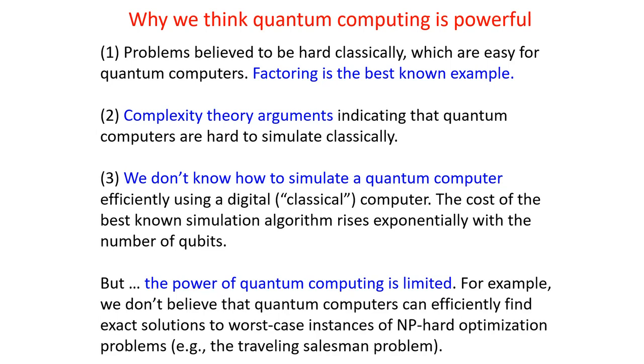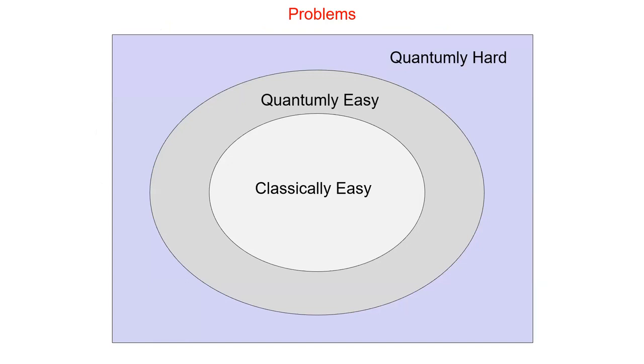Now, we shouldn't think that quantum computing has unlimited power. We don't expect, for example, to be able to efficiently find exact solutions to the worst case instances of NP-hard optimization problems with a quantum computer. But it's still a remarkable observation about the difference between quantum and classical physics, that there are problems which we think are too hard to solve using conventional computers, but could be efficiently solved with quantum computers. I think that's one of the most interesting things we've ever said about the difference between quantum and classical.